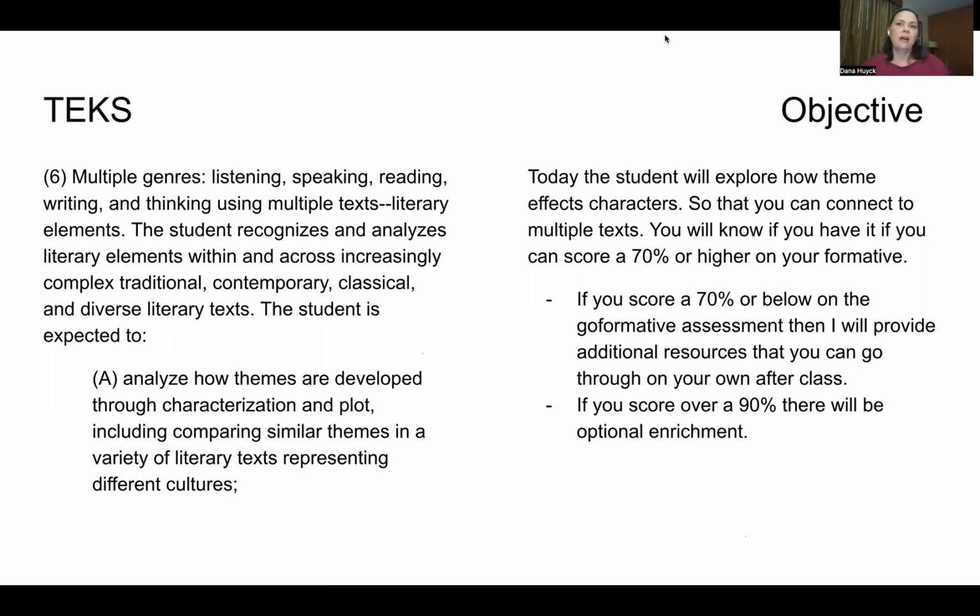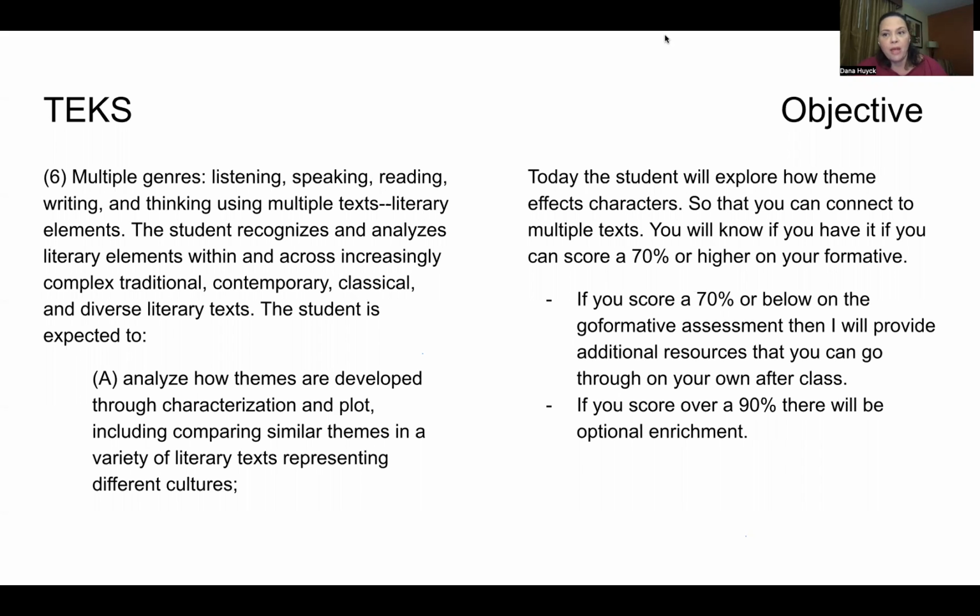Our TEKS, we're doing 10th grade 6, multiple genres, listening, speaking, reading and writing, and thinking using multiple text literary elements. The student recognizes and analyzes literary elements within and across increasingly complex, traditional, contemporary, classical, and diverse literary texts. The student is expected to analyze how themes are developed through characterization and plot, including comparing similar themes in a variety of literary texts representing different cultures. And our objective today, the student will explore how theme affects characters so that they can connect to multiple texts.